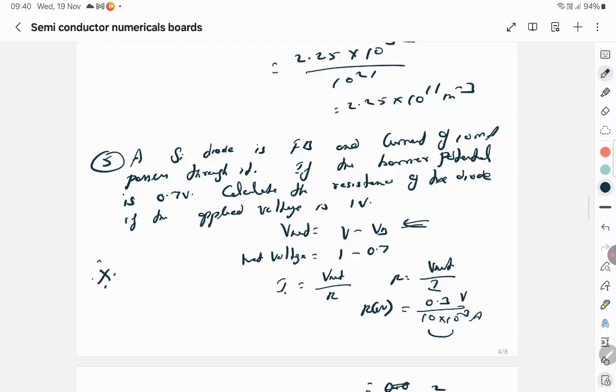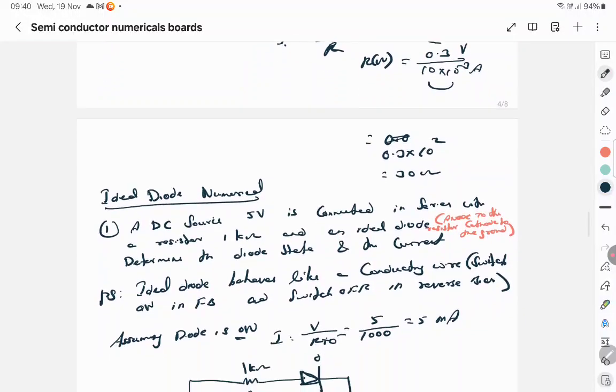So then a silicon diode is forward biased and a current of 10 milliamps passes through it. If the barrier potential is 0.7 volts, and the applied voltage is 1, whenever you have applied voltage and barrier voltage, you have to subtract that to get the net potential. Subtract it and divide it by resistance to get the current. To get the resistance, you divide it by I. Okay, can I go to the next one?